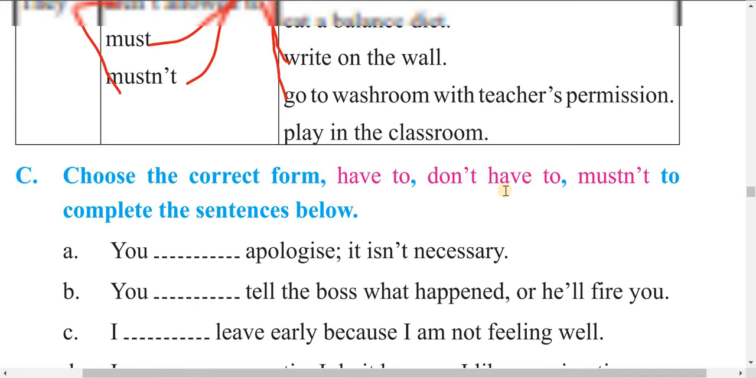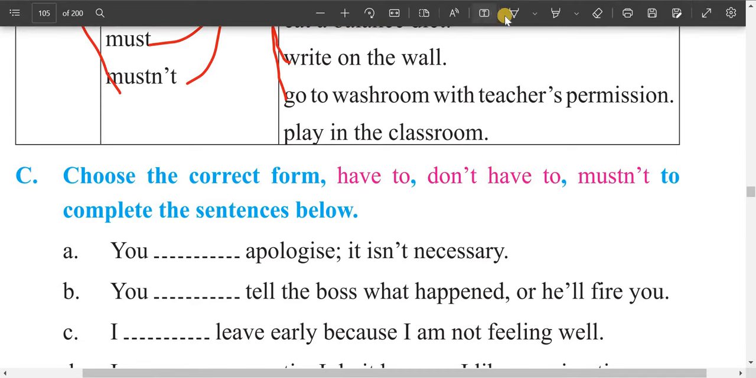And must not means you should not do, you cannot do. See here, first one is, apologize. You don't have to. So this is no need to. You don't have to apologize. It's not necessary. Now, tell the boss what happened, or he will fire you. You have to tell the boss what happened, or he will fire you.